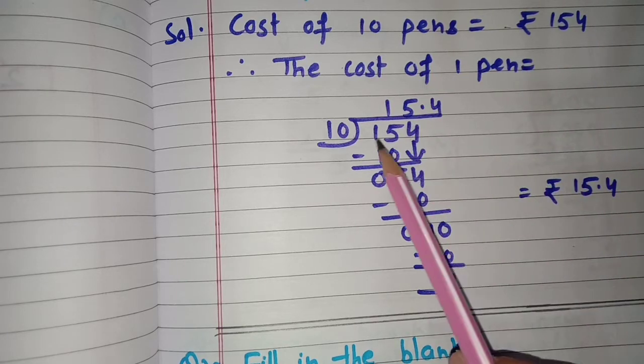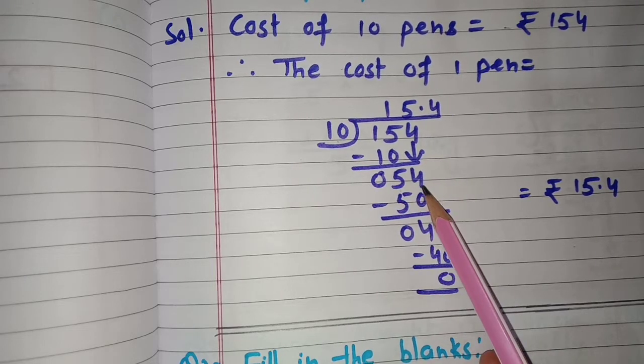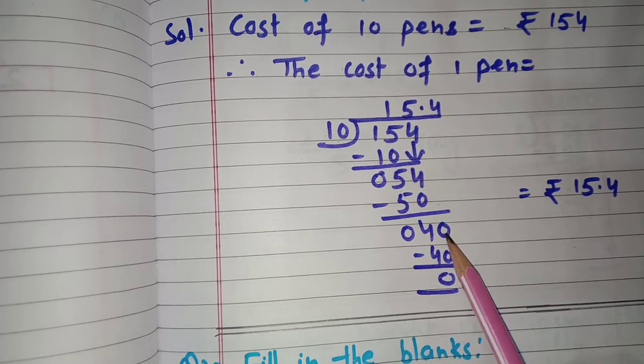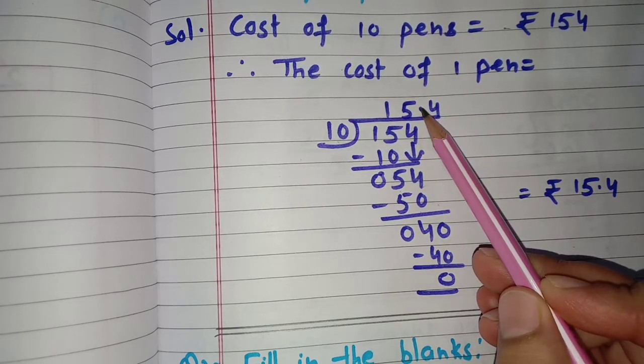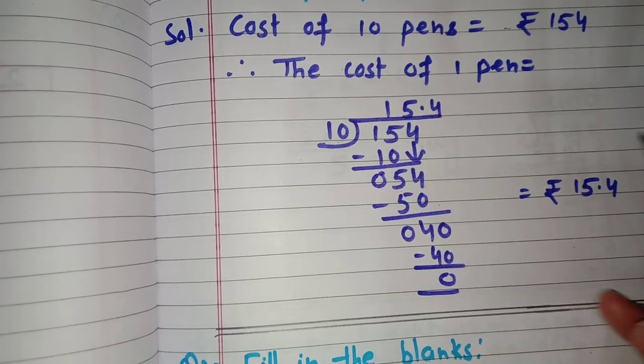So let's divide. Here 10 ones are 10. You will get 5 here. Now bring down the next number 4 here. 10 fives are 50. You will get 4 here. Now you have to put 0, and whenever you put 0 from your side, then in place of that you need to put a decimal in the quotient. Now next is 10 fours are 40. So your answer will be rupees 15.4. So this is the cost of 1 pen.